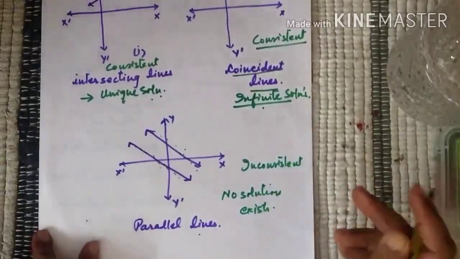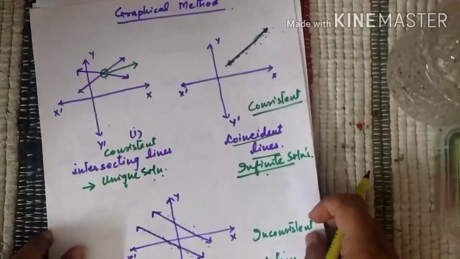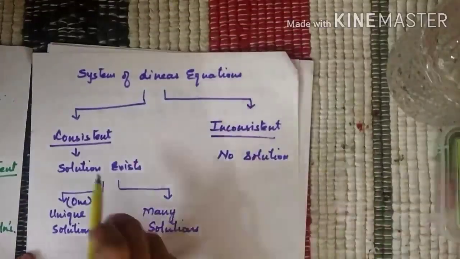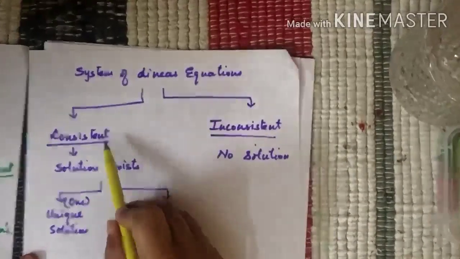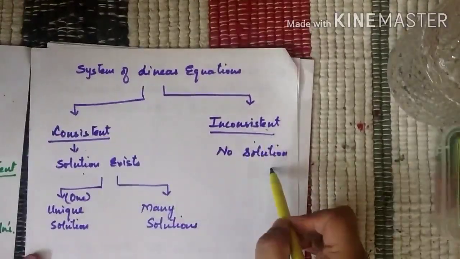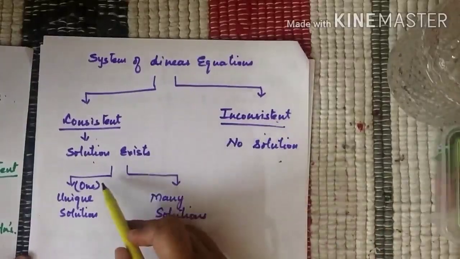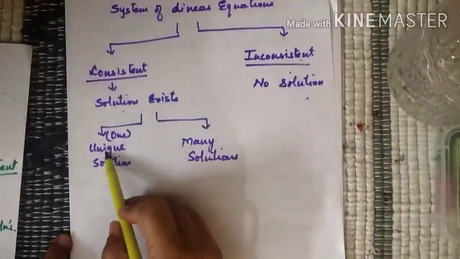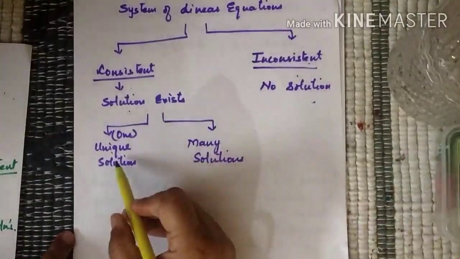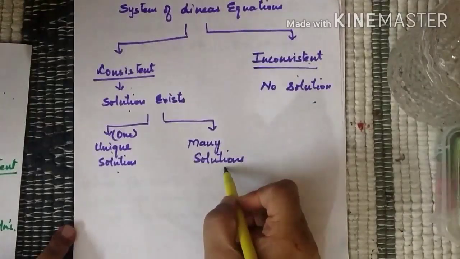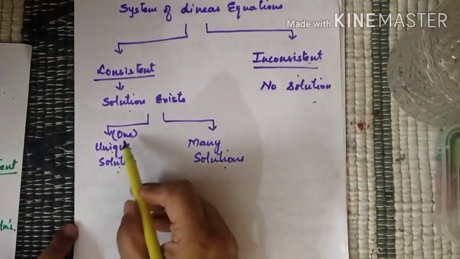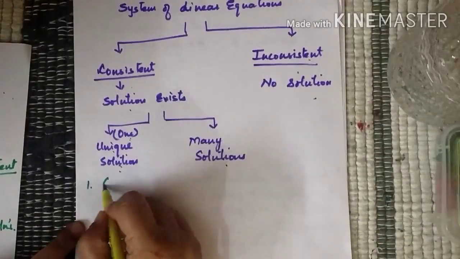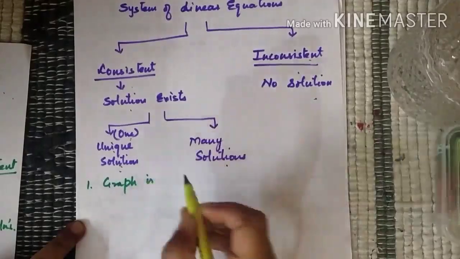And we learned that a system of linear equations is either consistent or inconsistent. Consistent means a solution exists, and inconsistent means a solution doesn't exist. And if a solution exists, two different types of solution exist, which we have discussed. One is a unique solution, the other is many solutions, that is one solution or many solutions. So one solution we call a unique solution. In the case of a unique solution, we observe the graph is intersecting lines.